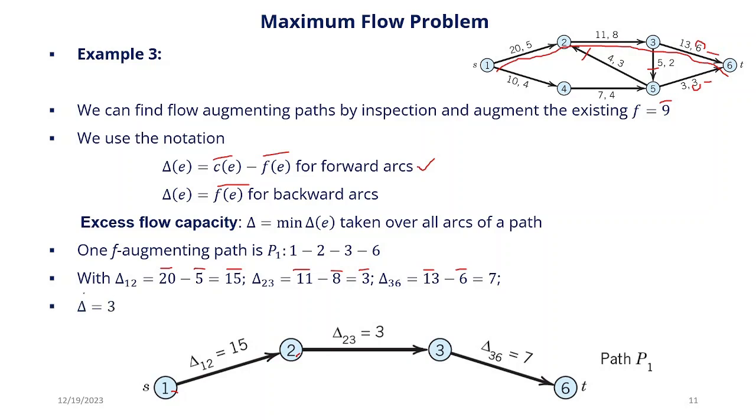Now we are going to take the minimum of everything we calculated here. We have 15, which is large. We have this 3, which is the minimum, and we have 7. So we take the minimum. Delta is now equal to 3. And what do we do? We add this particular 3 to the flow, meaning that this flow that was originally 6, if we add 3 to it, is going to become 9.